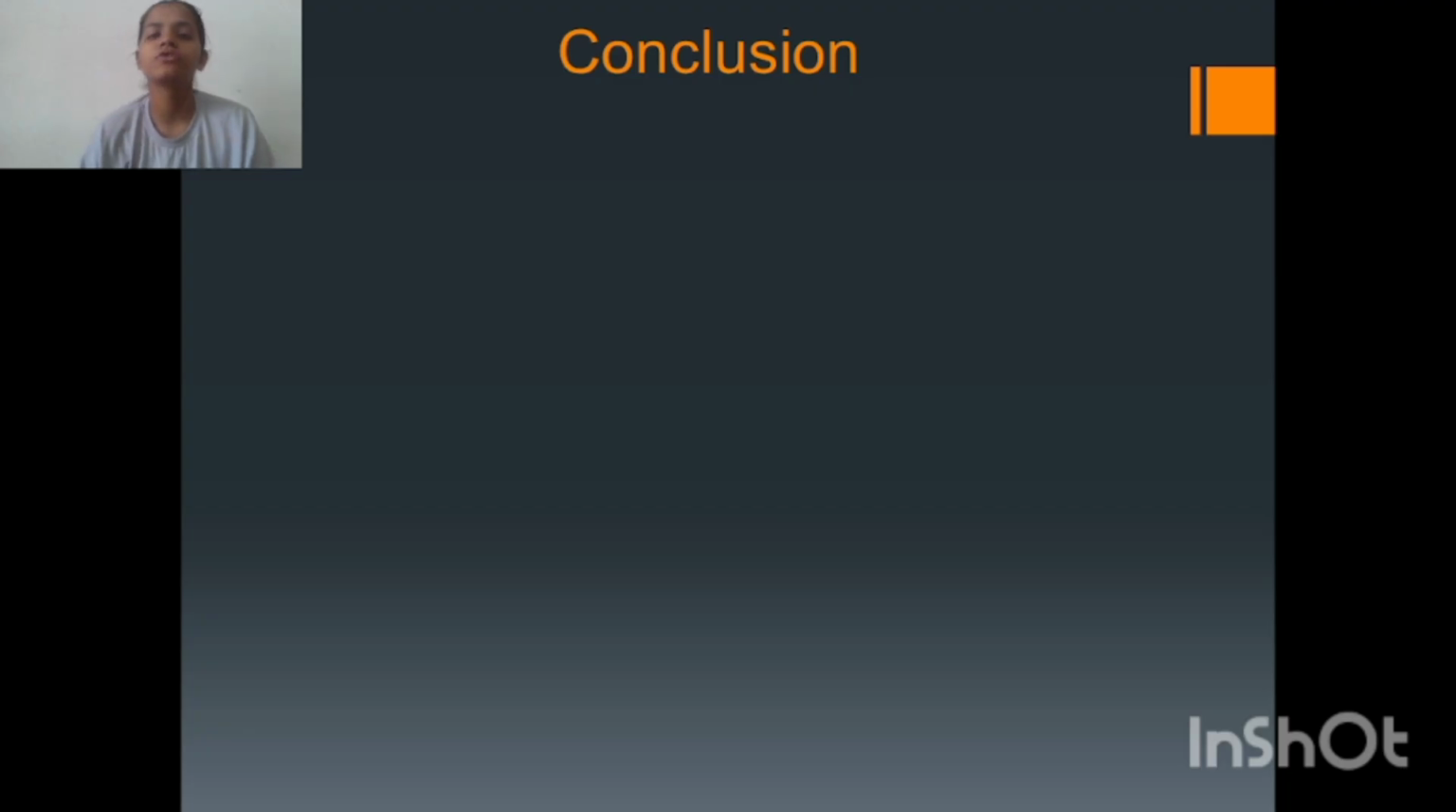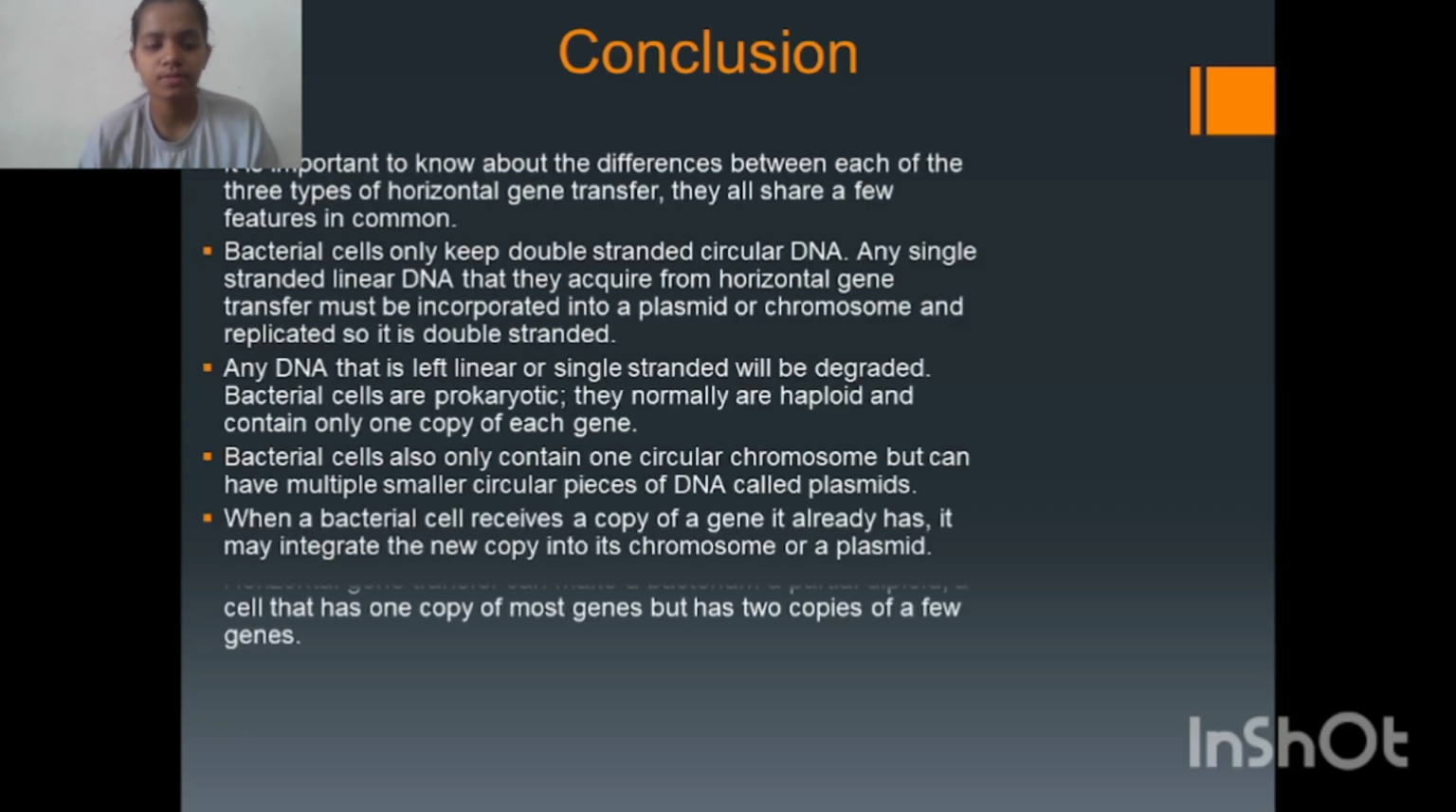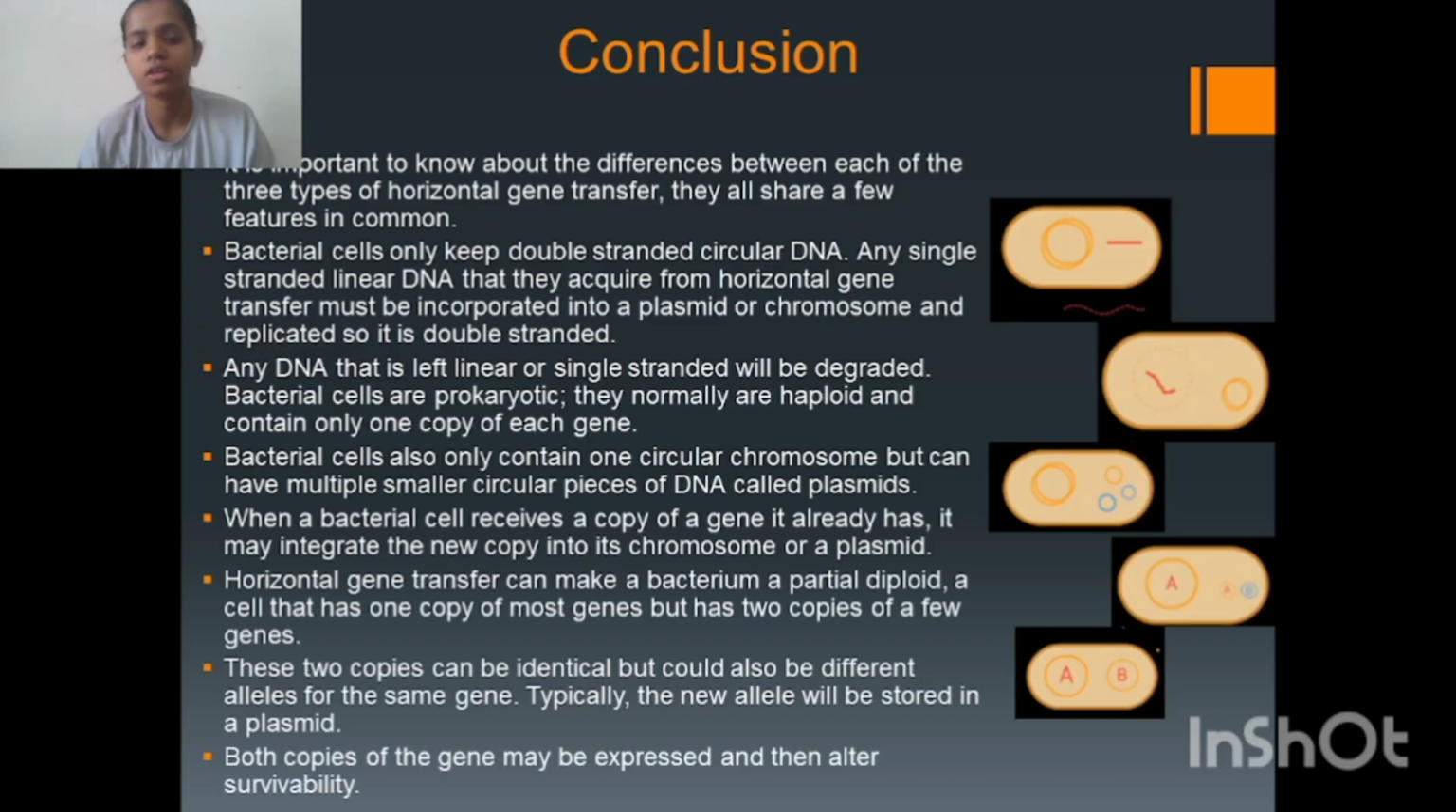Now coming to the conclusion of horizontal gene transfer, we will conclude this with several points, as you can see here. It is important to know the differences between each of the three types of horizontal gene transfer. They all share a few features in common. Second, bacterial cells only keep double-strand circular DNA. Any single-strand or linear DNA acquired from horizontal gene transfer must be incorporated into a plasmid or chromosome and replicated, so it is double strand. Any DNA that is left linear or single strand will be degraded.